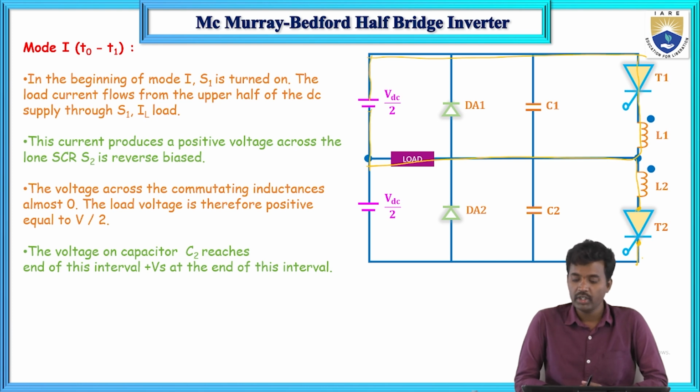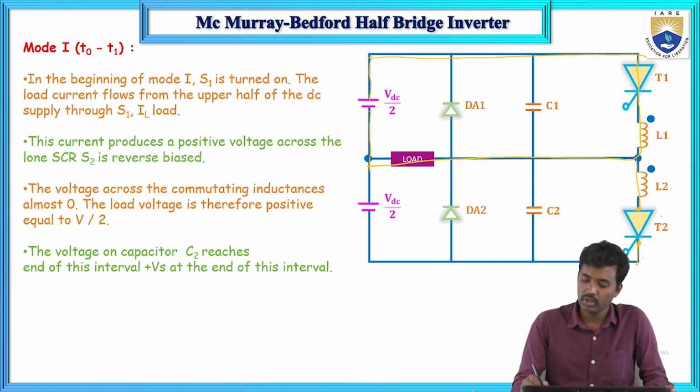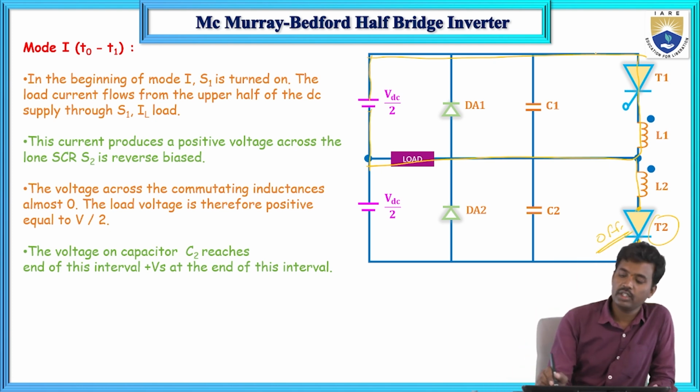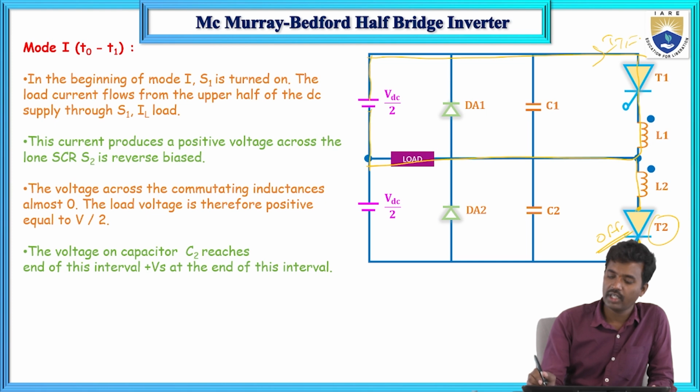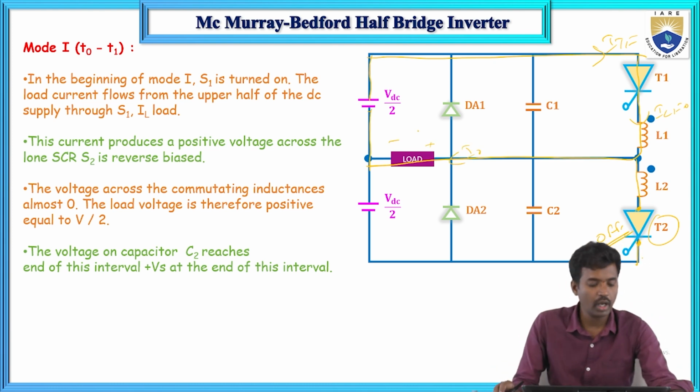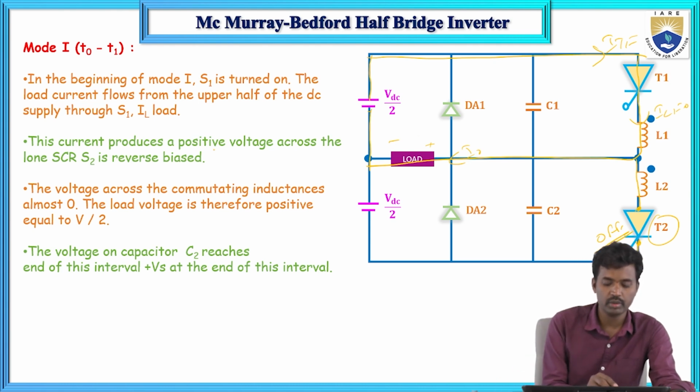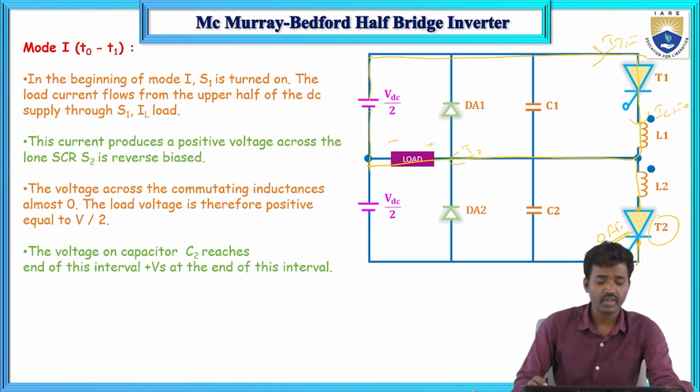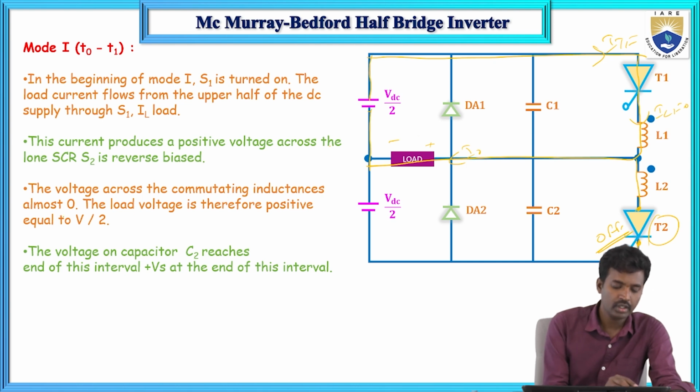Now when T1 is turned on, T2 is turned off, so it is in the off position. Current is flowing: this is IT1, and IT1 equals IL1, which equals the I0 current. This is plus and this is minus. The current produces a positive voltage across S2, meaning T2 is in reverse bias. So the voltage across the commutating inductances is almost zero.